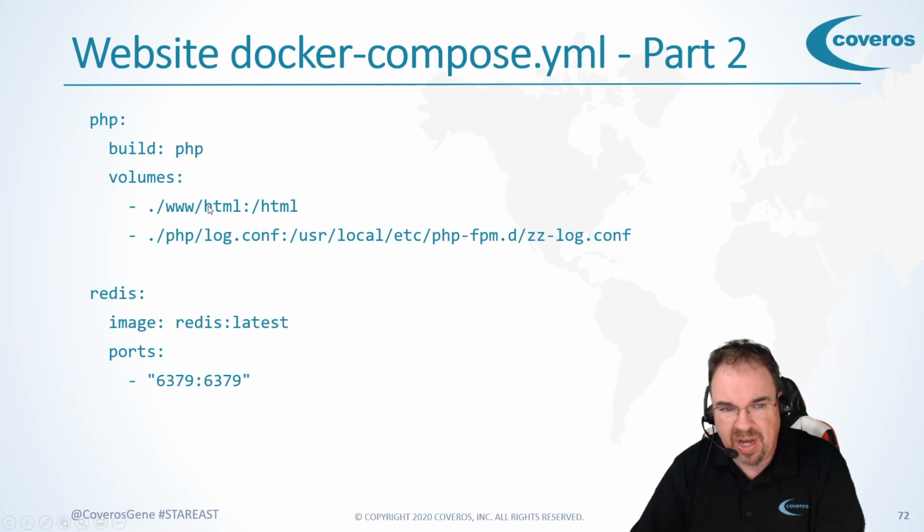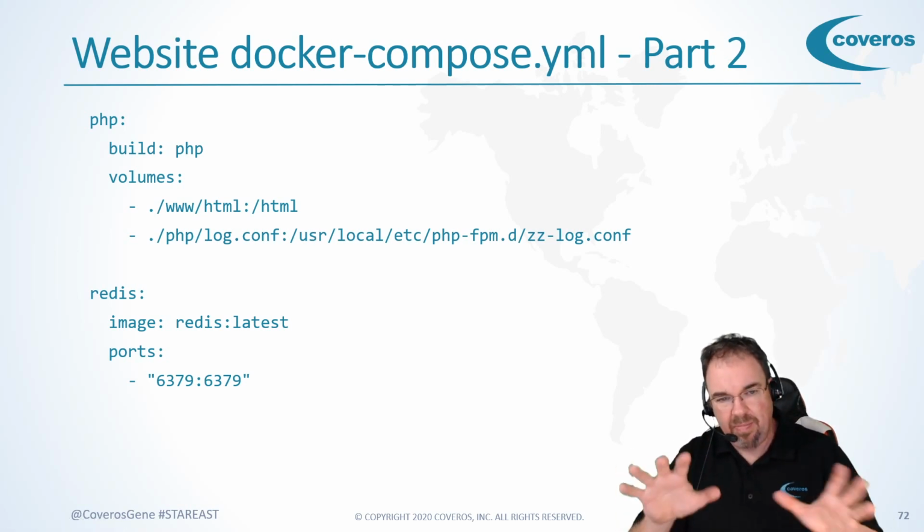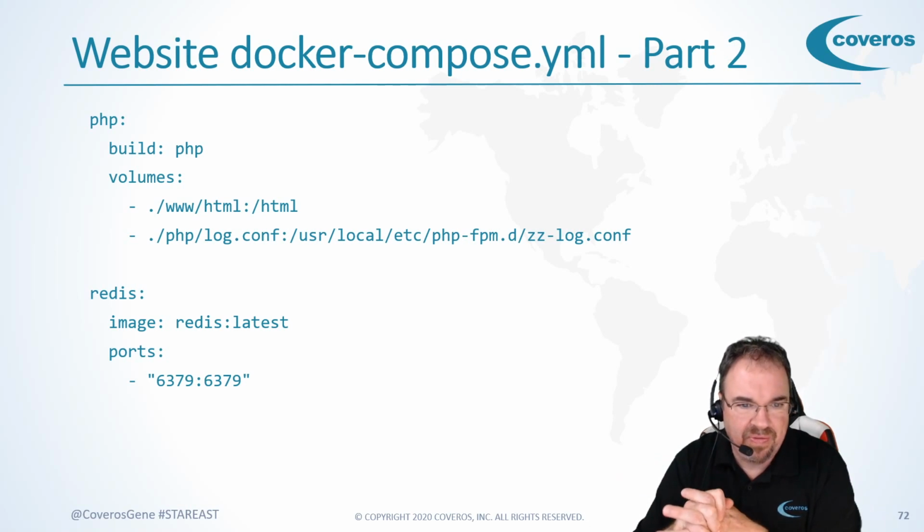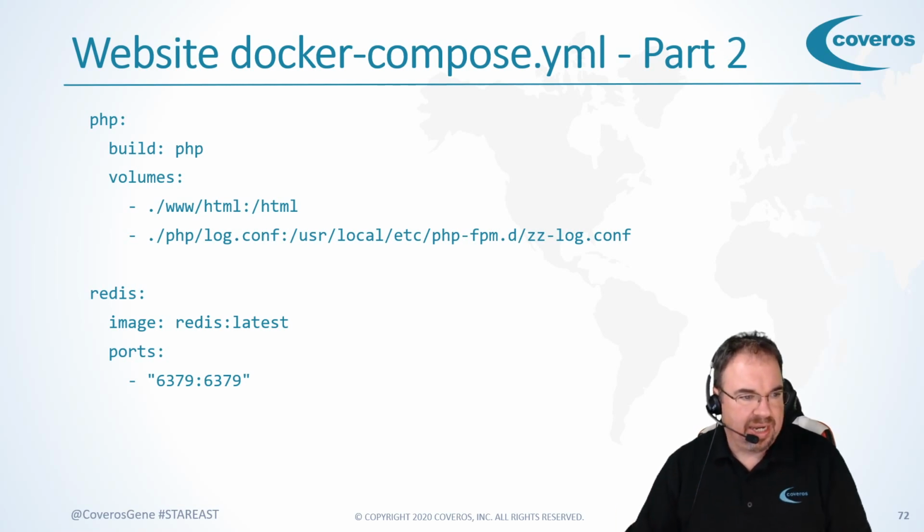I'm also going to map some volumes, HTML, just like we did in the last one. I'm going to map a log file configuration for PHP for reasons that'll become apparent later. But I've already set that up. Feel free to look through it. It's really more about the PHP container. But let's take a look at what that build does.